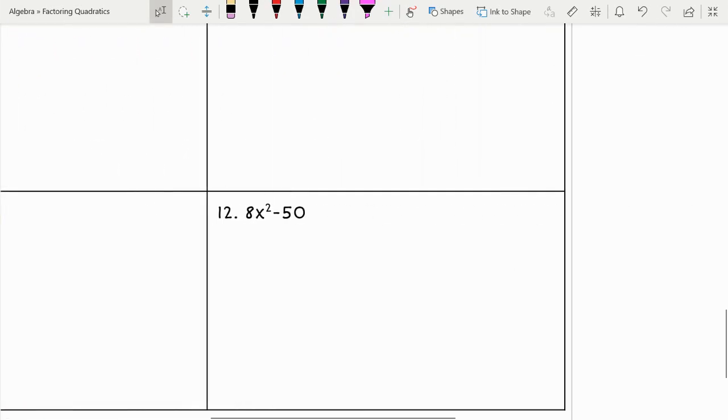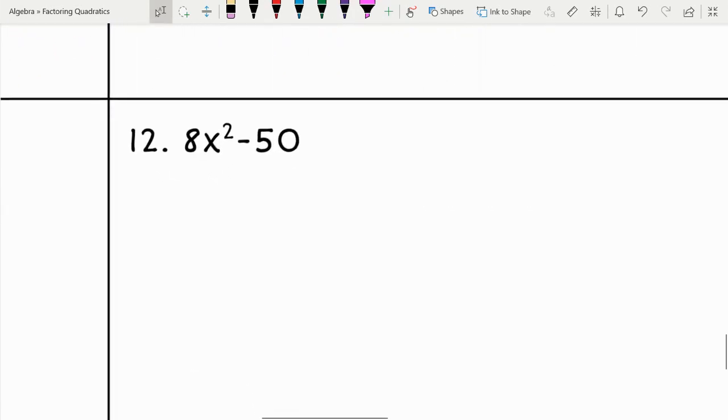Okay, on number 12, do we have a GCF? We have an 8 and a 50. Yes, we do. We know for sure because they're both even numbers. But is there anything else that divides 8 and 50? Actually, no, never mind. I thought 4 was going to divide 50, but it does not. So no, just 2. So let's go ahead and divide 2 on each term.